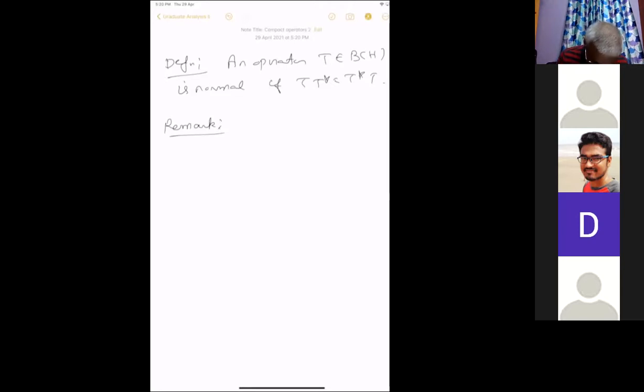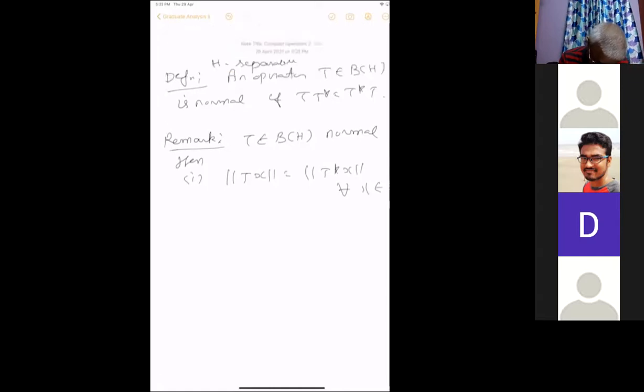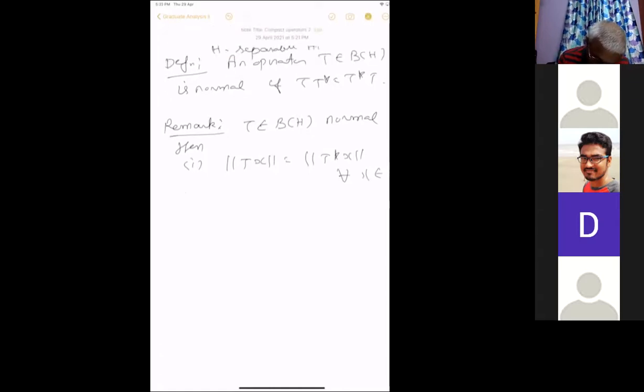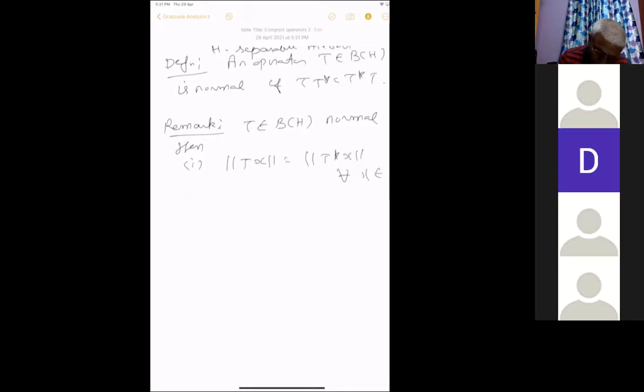Okay. So remark: T is normal. Then one, the following thing is true: norm of Tx equals norm of T*x for all x in H. H is always a Hilbert space. H is a separable Hilbert space. Okay.